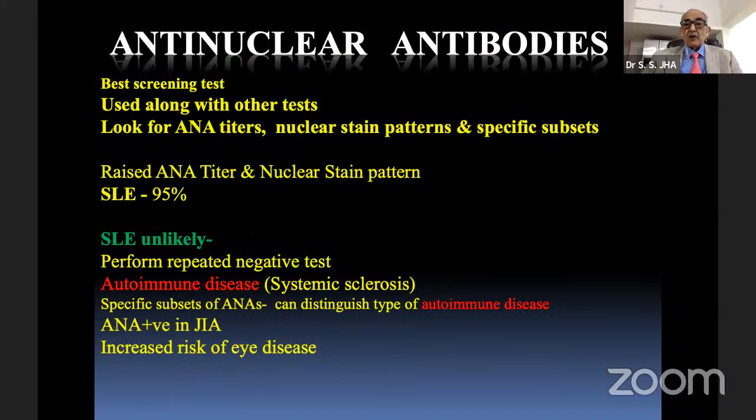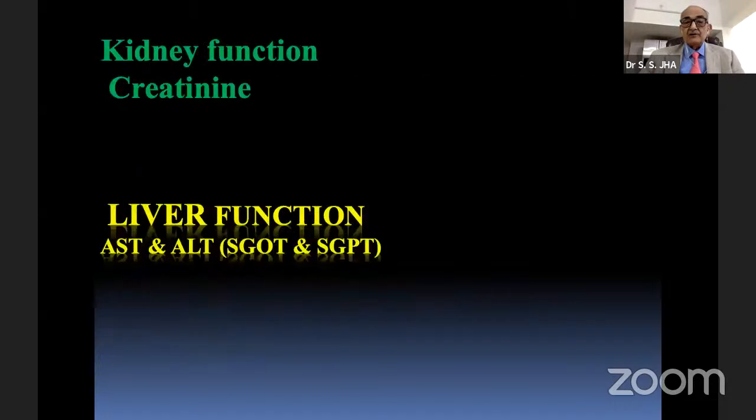Anti-nuclear antibodies is one test which we commonly keep on prescribing. This is a very good screening test used along with other tests. Look for ANA titer, nuclear stain patterns, and specific subsets. Raised ANA titer and nuclear stain pattern are seen in SLE in 95%. If SLE is unlikely, perform a repeat test if negative, and in systemic sclerosis, it could be present. Specific subsets of ANAs can distinguish various types of autoimmune disease, but from our point of view, in juvenile idiopathic arthritis ANA is positive, and there is increased risk of eye disease as well.